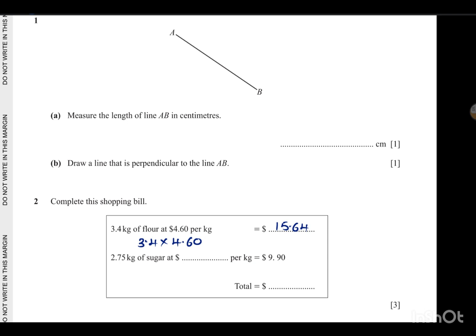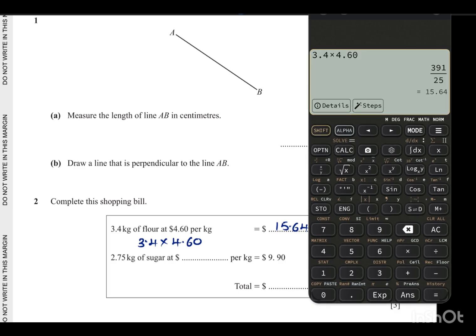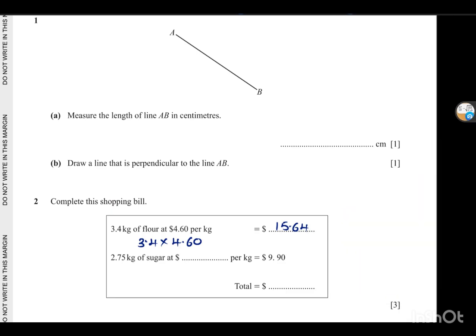Then next is 2.75 kg of sugar at dash dollars per kg is equal to $9.90. So here this is the total cost given to us. So for that we need to find the per kg cost. So divide 9.90 by the quantity of sugar, 2.75. We get 3.6. Write down how you got it, 9.90 divided by 2.75, you get 3.6. We are dealing with money, so a 0 needs to be added.